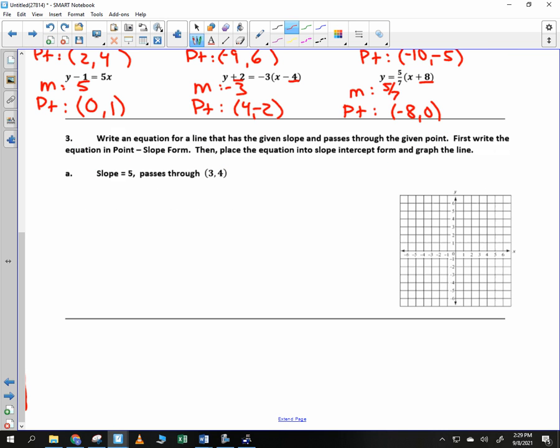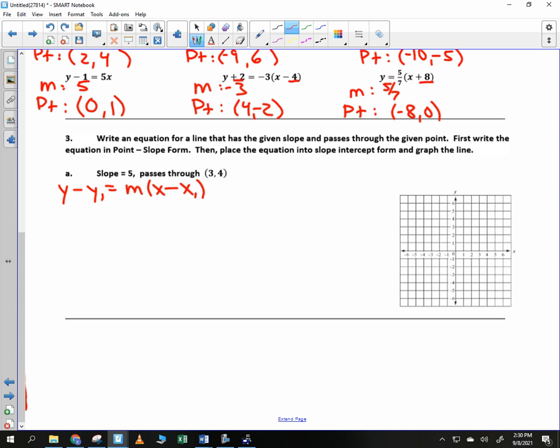It says write an equation for a line that has the given slope and passes through the given point. First, write the equation in point-slope form, then put it into slope-intercept form and graph the line. Sounds like a lot of work, but it's going to be no big deal. I write y minus y1 is equal to m times x minus x1. I will give you that on the test.